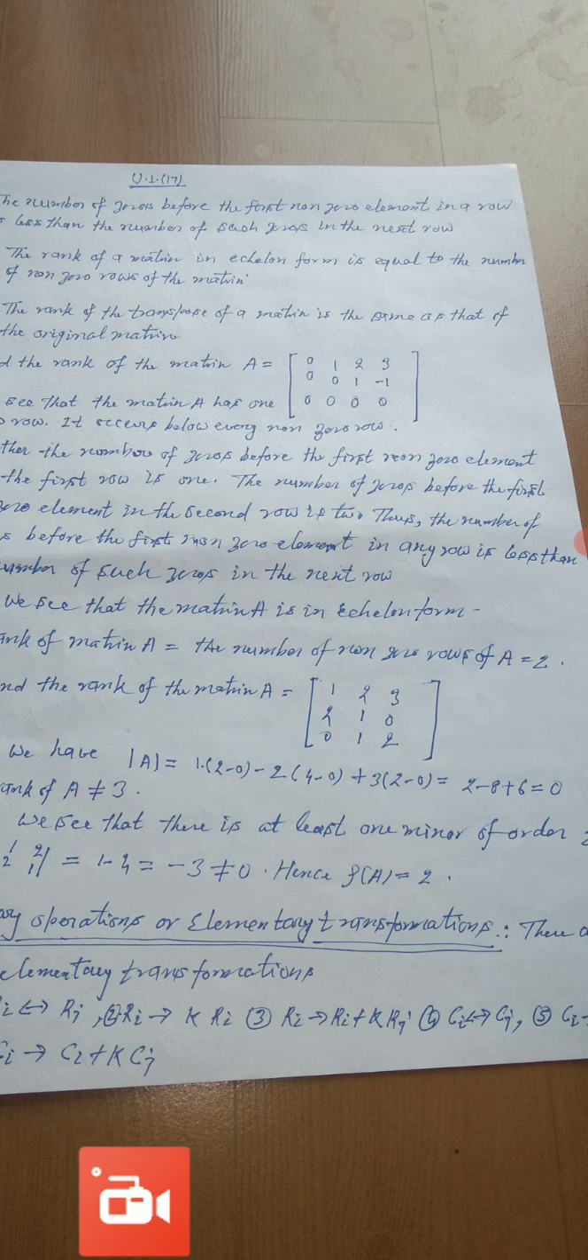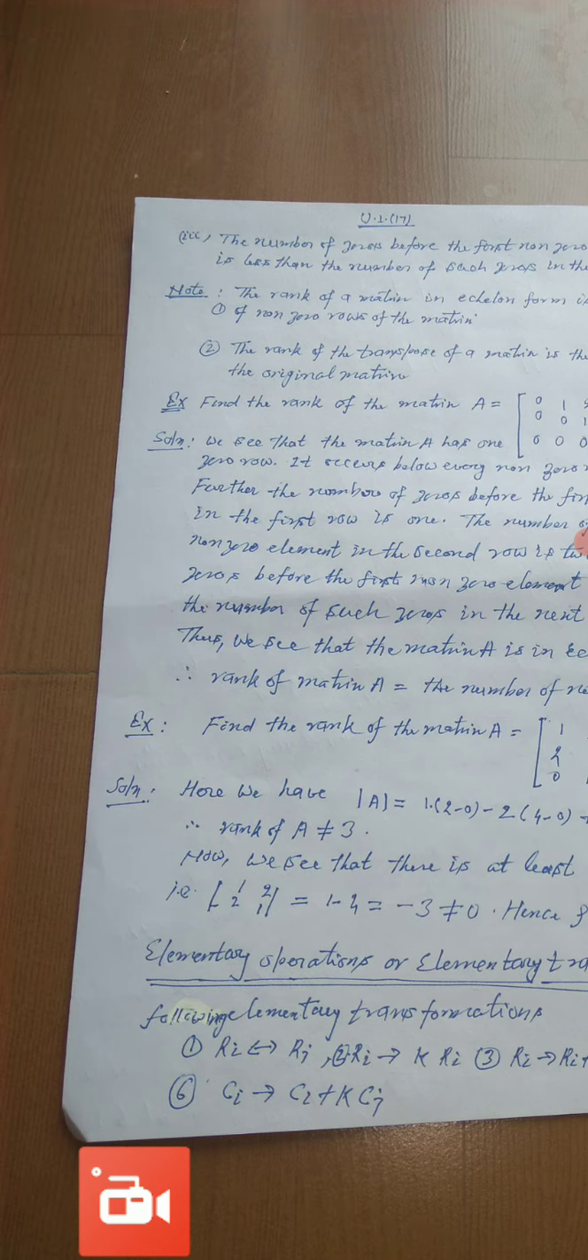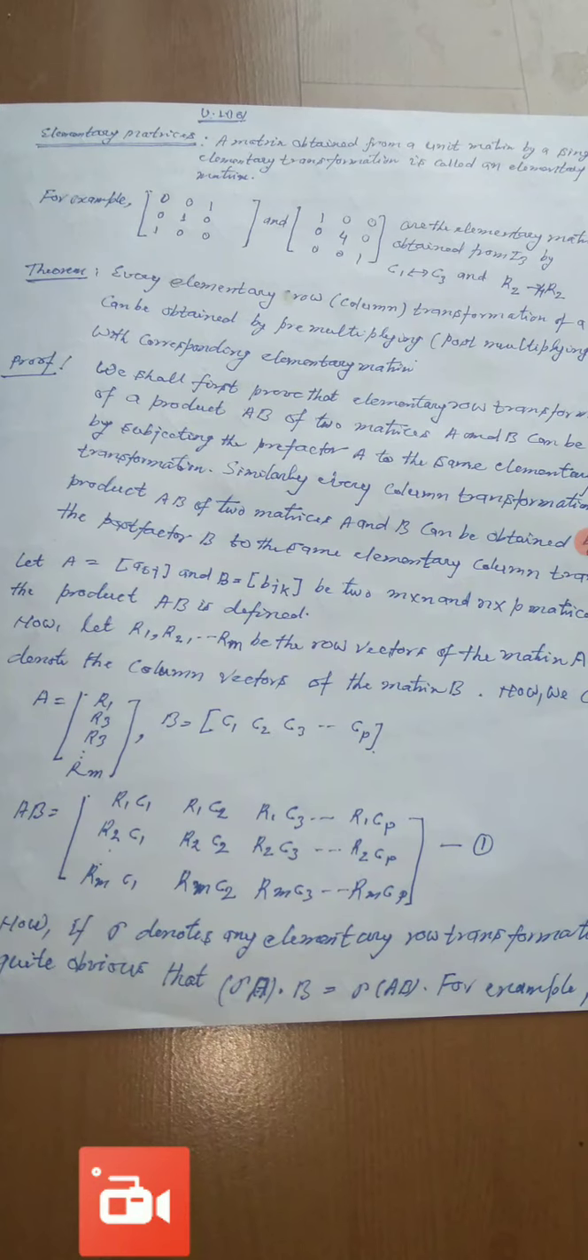Similarly, the transformations for columns: Ci Cj, interchanging of Ci and Cj. Second is Ci into K Ci, where K is non-zero, and next Ci becomes Ci plus K Cj. So these are the 3 elementary transformations for rows, and 3 for columns.